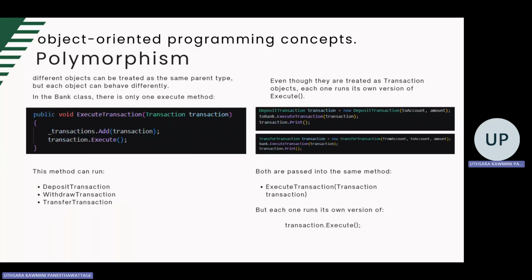In conclusion, my account management system demonstrates all four features of object-oriented programming concepts. These concepts make the program more organized, reusable, structured, secure and easier to maintain. Thank you.